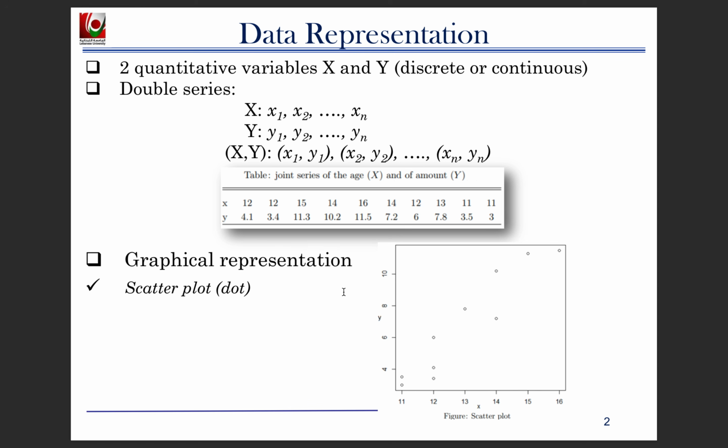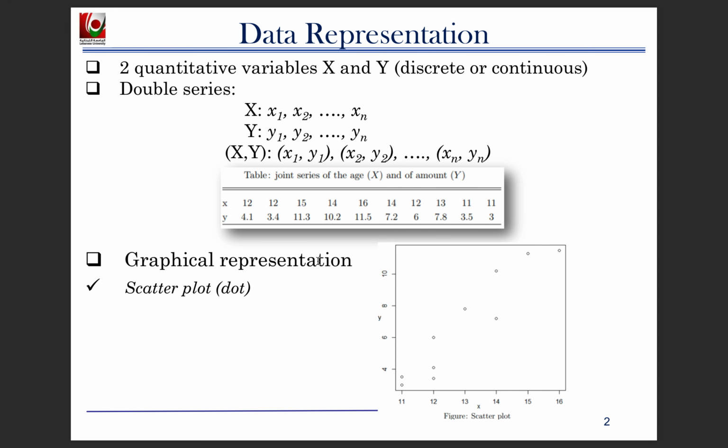Okay, like in the one-variable case, x has x1, x2 as its values, and y has y1, y2 as its values. So here we have a couple of variables: x1 y1 are the coordinates, then x2 y2, up to xn yn, like this example. Here I have the joint series, the age and the amount. So x is 12, 15, 14 and y is 4.1. That means the first couple is 12 and 4.1, the second one is 12 and 3.4, and the others continue.